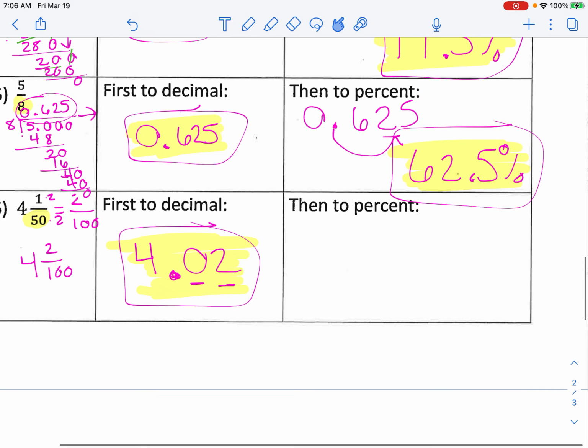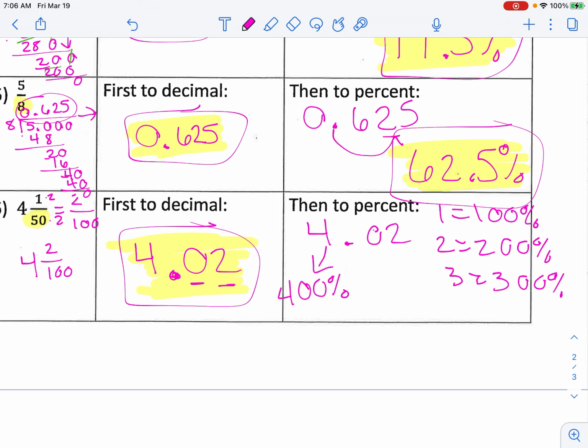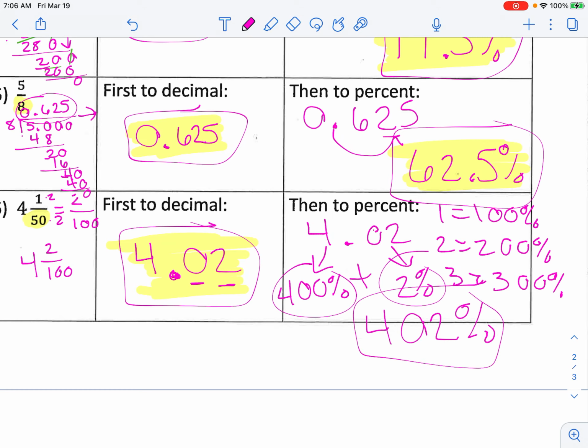Percent. Now remember that 1 equals 100%, 2 equals 200%, 3 equals 300%, and so on. So if we're looking at the decimal 4 and 2 hundredths, what I'm thinking is that 4 equals 400% and 2 hundredths equals 2%. Put those two numbers together, that's 402%.